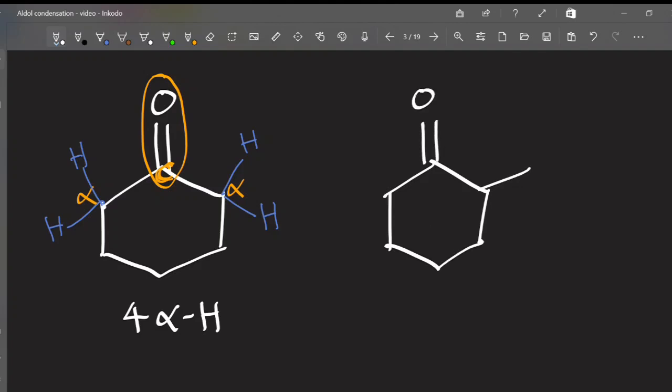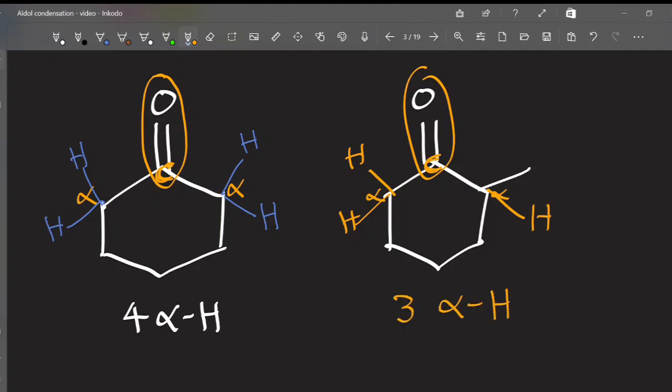Take another example, 2-methyl cyclohexanone. Come on, you try to answer this now. This is a functional group and this is the functional group carbon. These are the directly attached carbons. Here you can see 2 hydrogens attached, but here you can see only 1 hydrogen. In total you can see 3 alpha hydrogens. Hope it is clear, right?